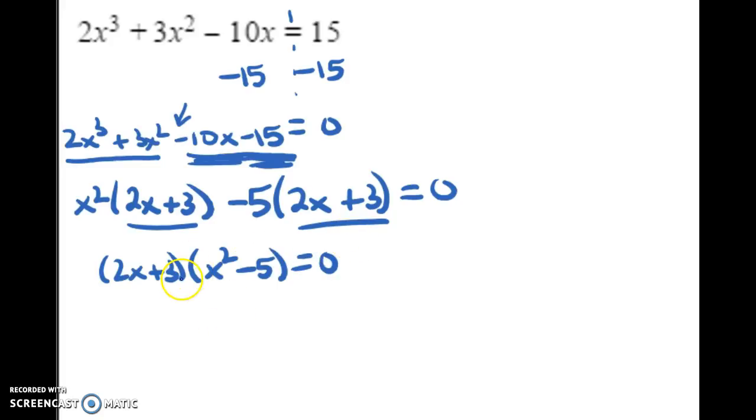And now, what? Now that it equals 0, we can set each part equal to 0. This should seem somewhat familiar. So I want to know, when does 2x plus 3 equal 0? And when does x squared minus 5 equal 0? To solve, we'll take it one step at a time. So let's deal with this 2x plus 3.